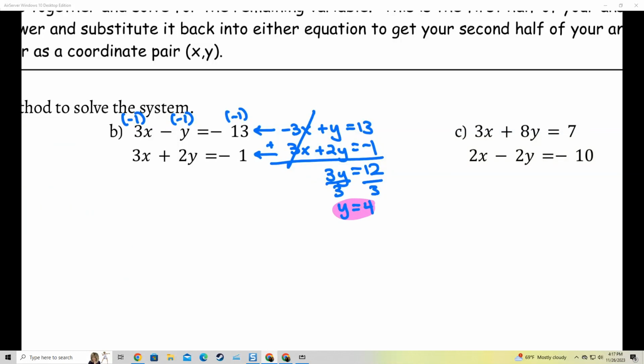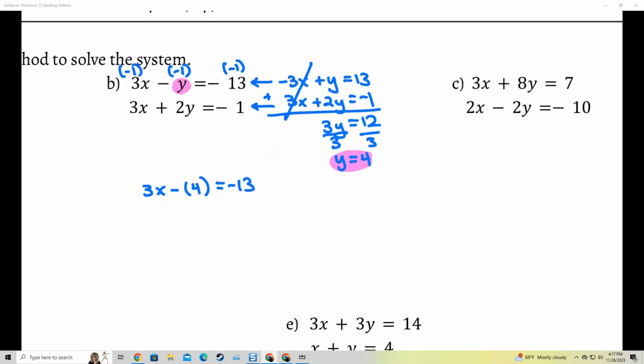I'm going to take that y equals 4. I can plug it in whichever one I want. I'm going to go ahead and plug it into this one right here. So what I'm going to write is 3x minus, and in this case, my answer is 4, is equal to negative 13. Because there's only an x, I'm going to go ahead and get rid of what's being done to the x. Right now, they are subtracting a 4, so I'm going to go ahead and add 4 to get rid of that.